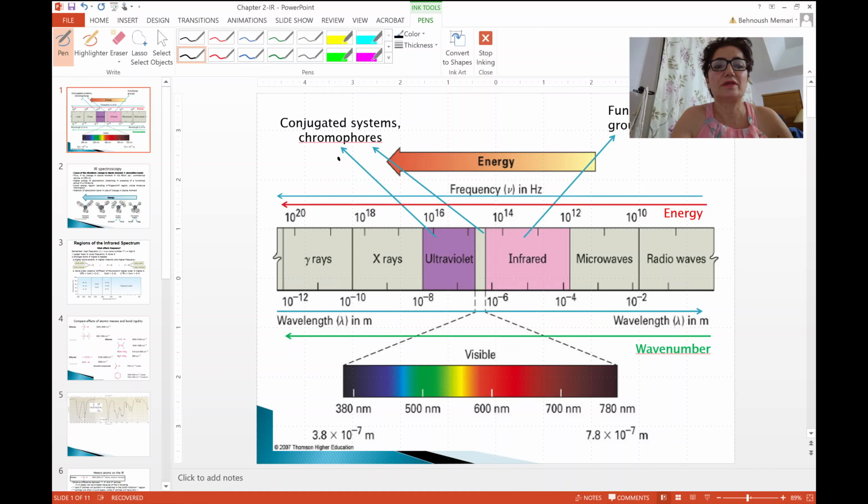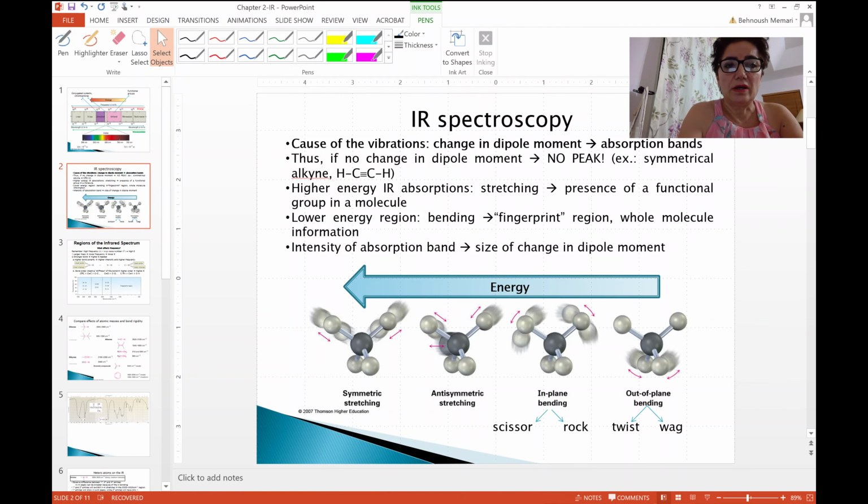IR spectroscopy. IR spectroscopy is used for determining functional groups for organic molecules. It is a versatile technique and uses light, electromagnetic radiation in the infrared region. So in IR spectroscopy, you get an absorption band based on a change in dipole moment. So if there is a bond that is not polar, it is not going to show any peaks.